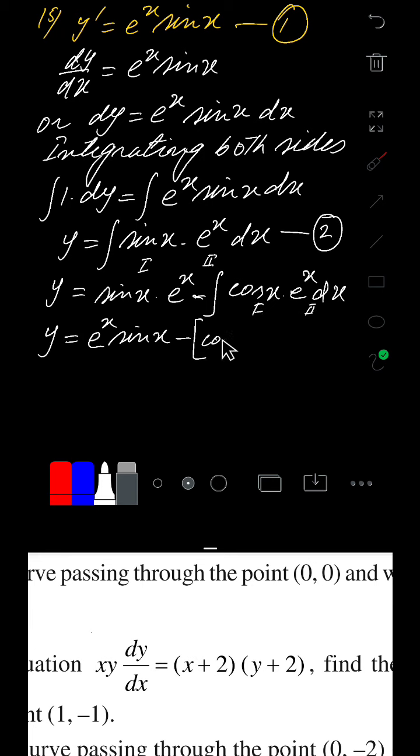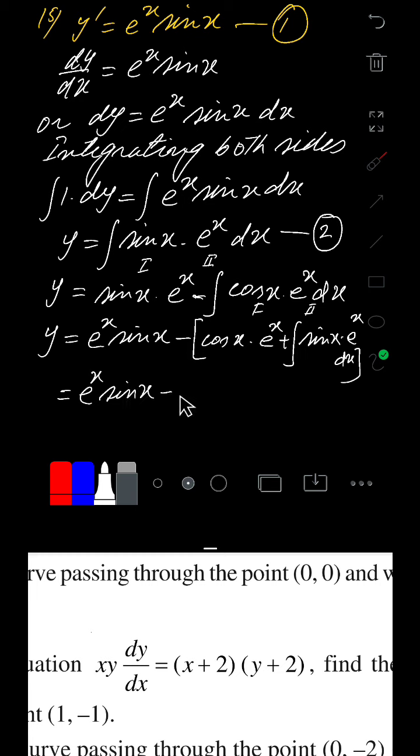So the first function as it is, cos x, the integral of e raised to the power x is e raised to the power x, minus the integral as a whole of the differential of the first. The differential of cos x is minus sin x. So that minus makes this minus plus sin x into e raised to the power x dx. Now bracket close. So e raised to the power x sin x minus, opening the bracket, we have minus e raised to the power x cos x and minus integral sin x into e raised to the power x dx plus c.